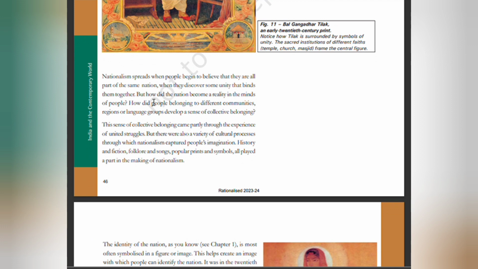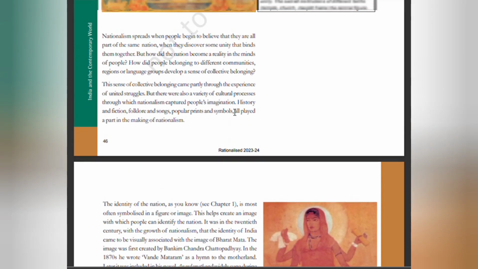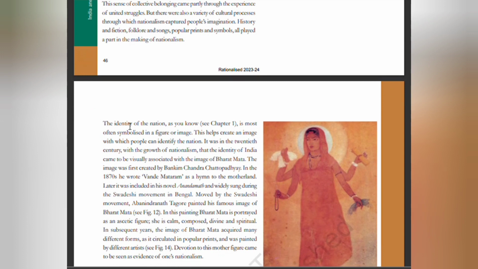But how did the nation become a reality in the minds of people? How do people belonging to different communities, regions, or language groups develop a sense of collective belonging? The sense of collective belonging came partially through the experience of united struggles, but there were also a variety of cultural processes through which nationalism captured people's imagination. History and fiction, folklore and songs, popular prints and symbols all played a part in the making of nationalism.